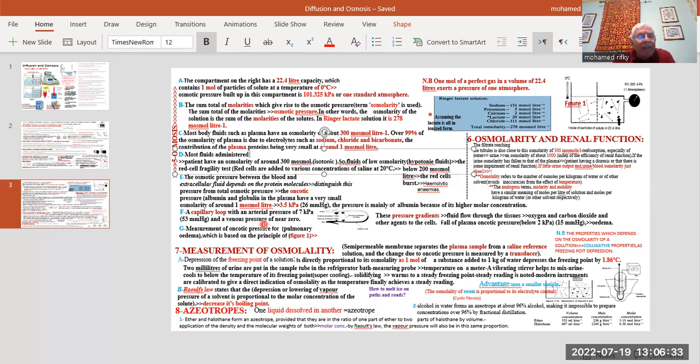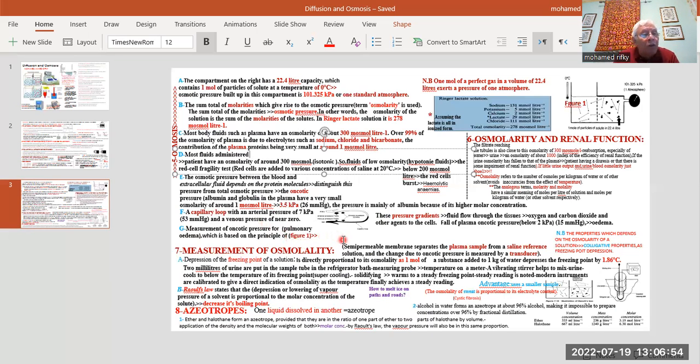Of course, if there is edema or hypoalbuminemia, where the amount of albumin is much less in the human being, creating a pressure of less than 2 kilopascals, this will hinder this normal physiological process.